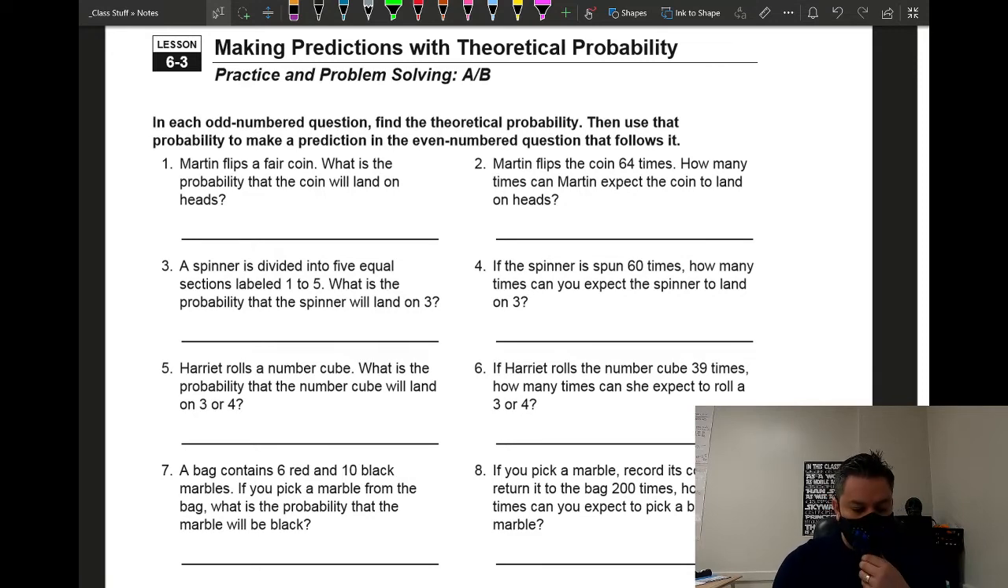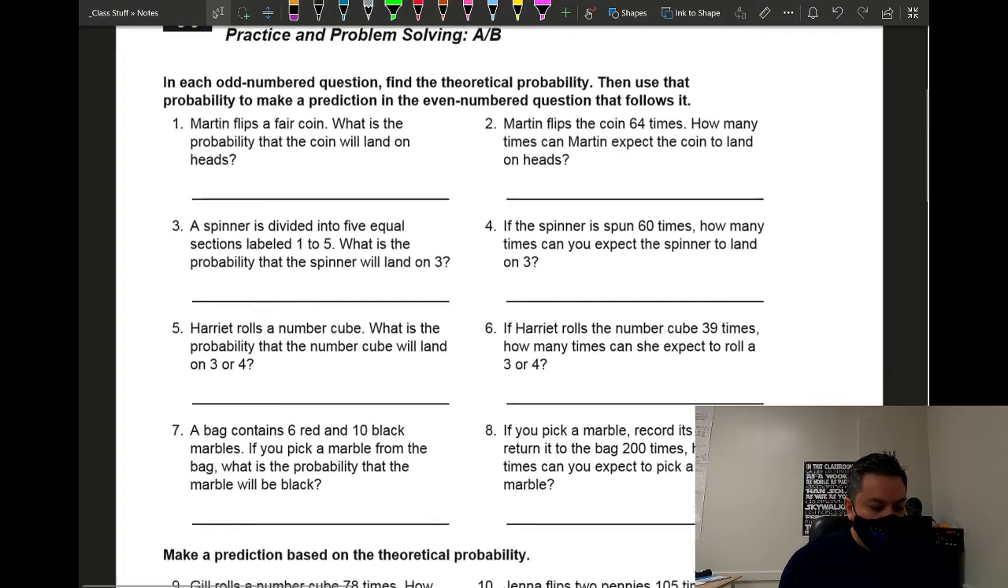Now, I'm not gonna do the whole thing. I'm not gonna do 1 and 2 because that's really easy. It's just flipping a coin. I'm gonna do numbers 3 and 4.